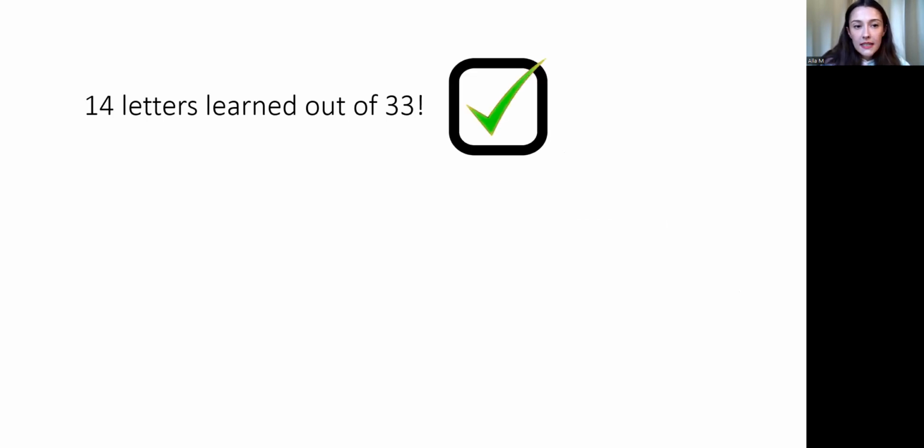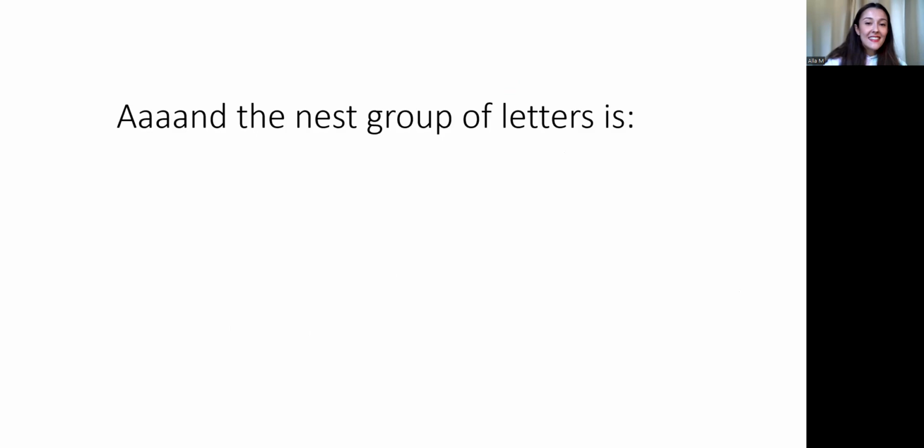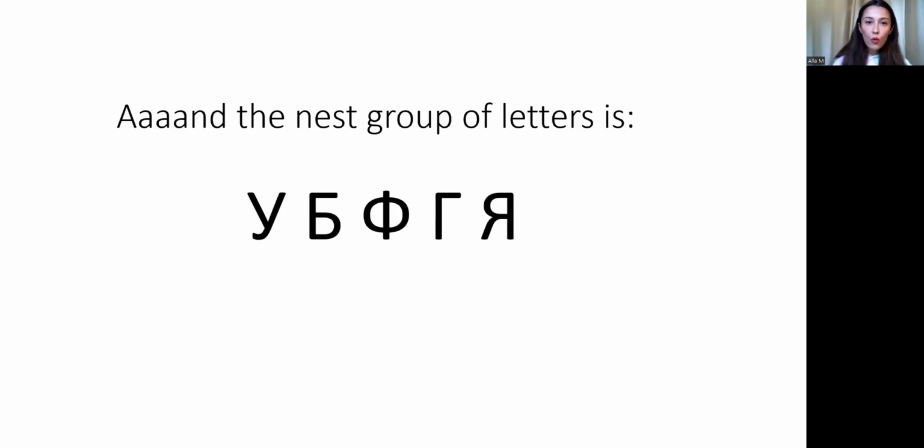Let's take a look at the next group of letters. And by now, 14 letters learned out of 33. 19 more letters left. That's a good progress. That's a good progress, guys. And the next group of letters is U, B, F, G, Ya.